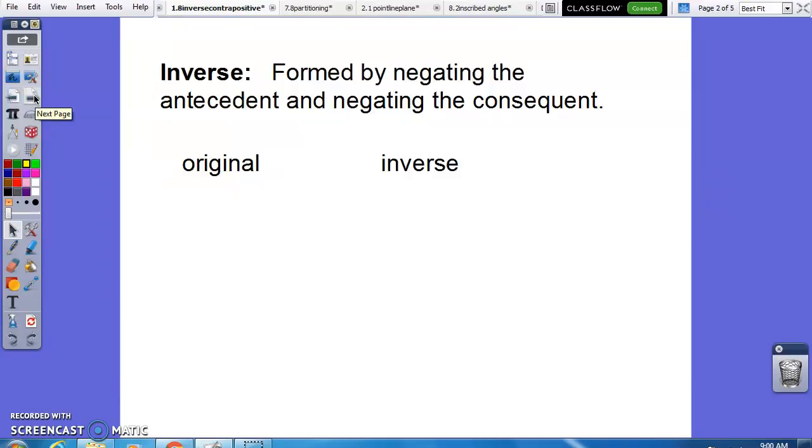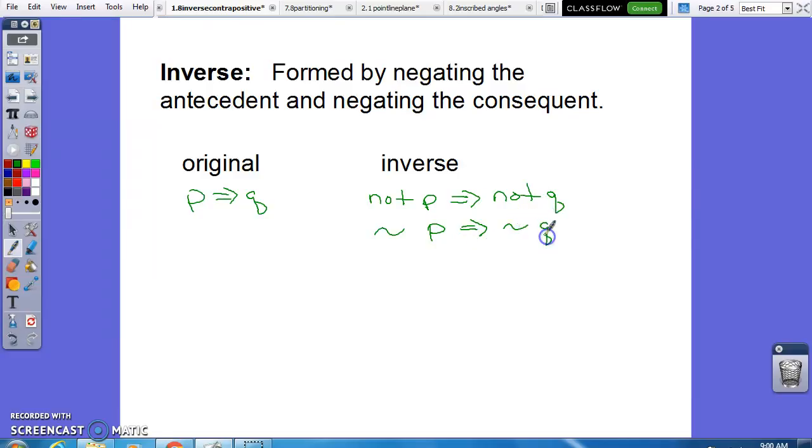First of all, the inverse is formed by negating the antecedent and negating the consequent. So in other words, if the original statement is P implies Q, the inverse statement is not P implies not Q. And we use symbols that look like this to indicate not, or the negation of that.